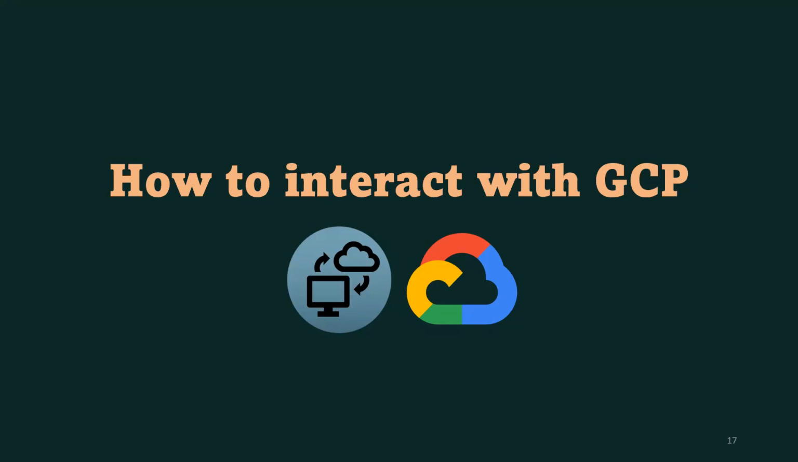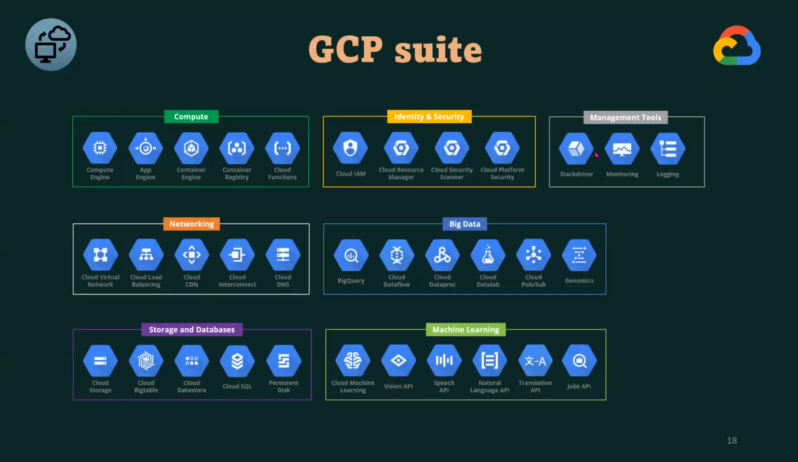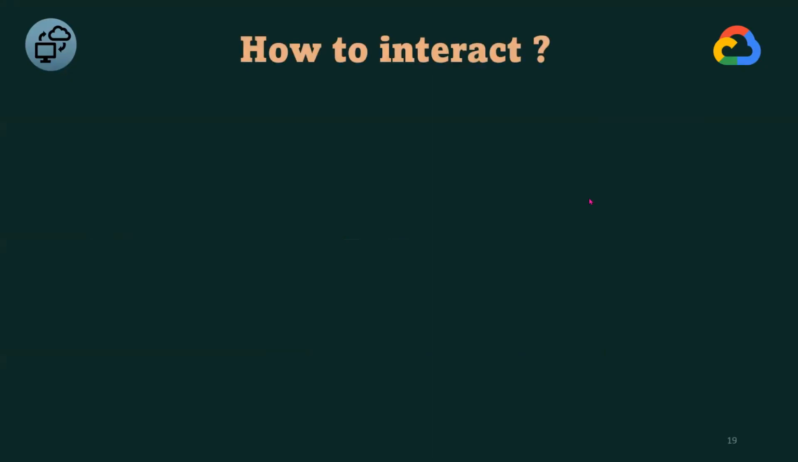So let us try to understand. For example, we already know that Google Cloud Platform is providing plenty of services like compute, identity and security services, networking services, big data services, storage and database services, and machine learning services. So if one wanted to interact with these services, how to interact with them? There are four ways that we can interact with the GCP services, guys.